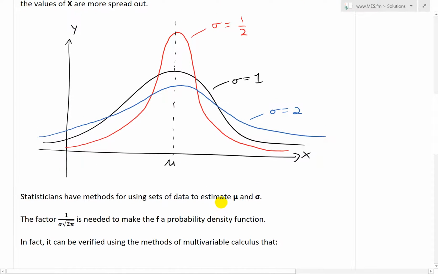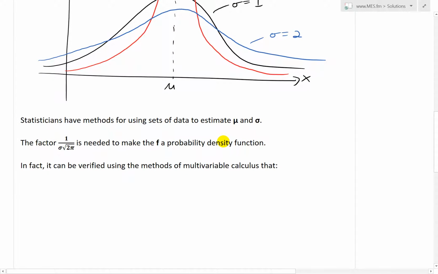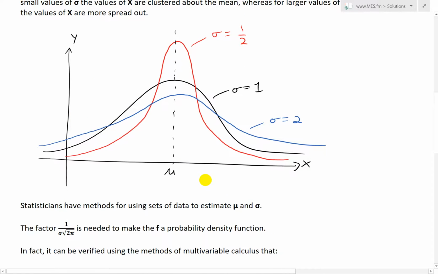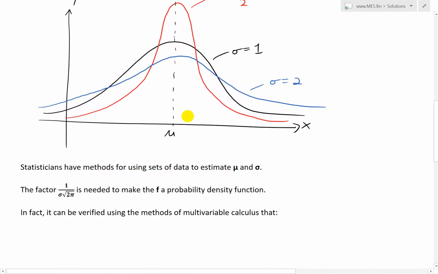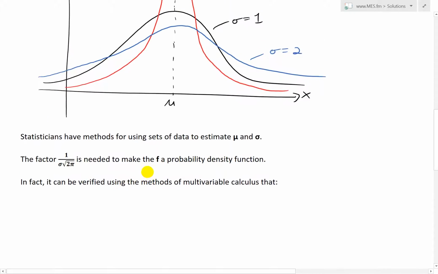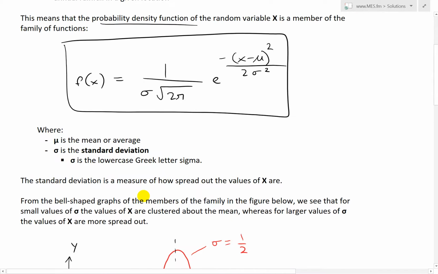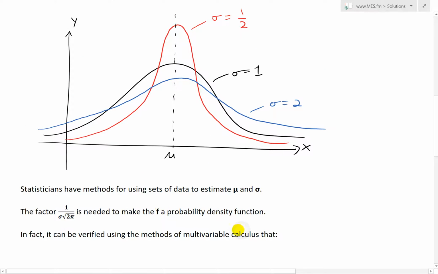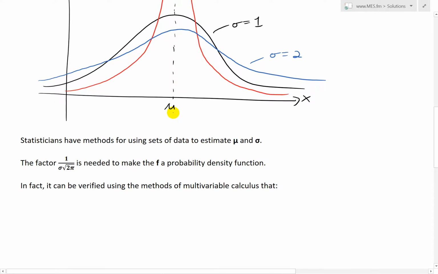Now going further, for this model, statisticians, or you as well, if you have a bunch of data, can use methods for using sets of data to estimate or approximate mu, which is the average, and sigma, which is the standard deviation. A lot of statistics is modeling and estimating from a lot of data. The factor 1 divided by sigma times square root of 2 pi, like over here, is needed to make the function f a probability density function, meaning that the area under the curve needs to equal 1.